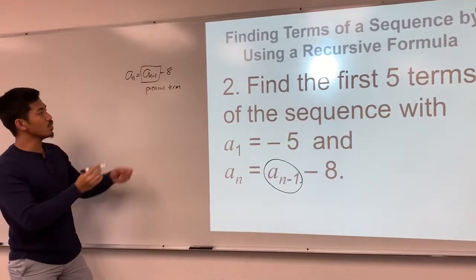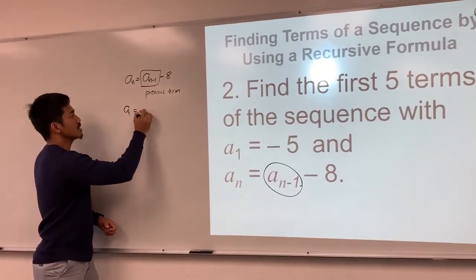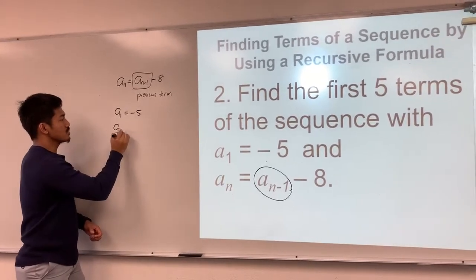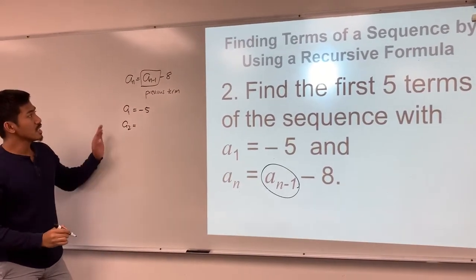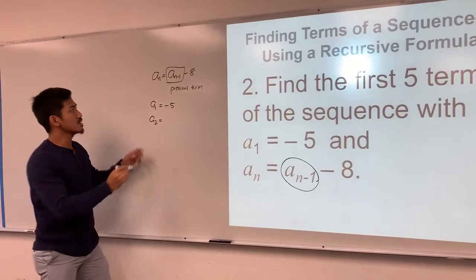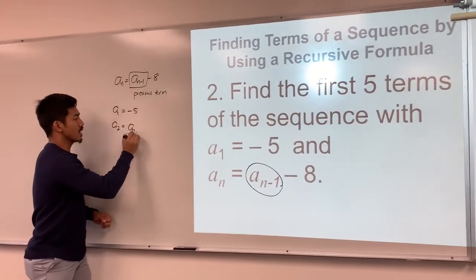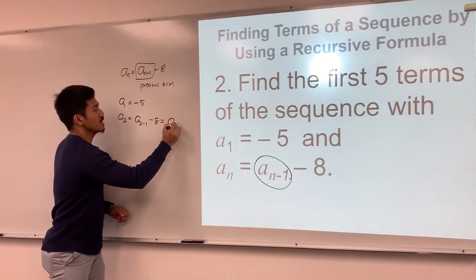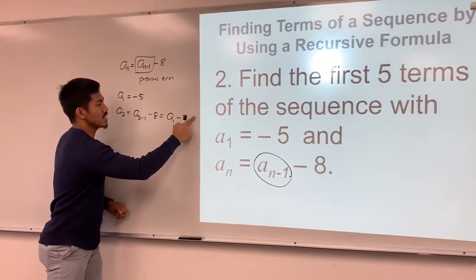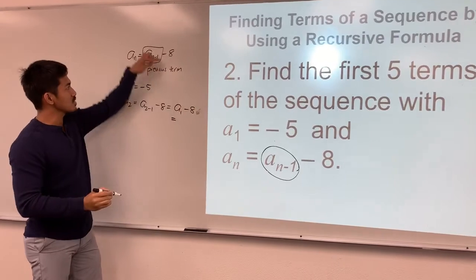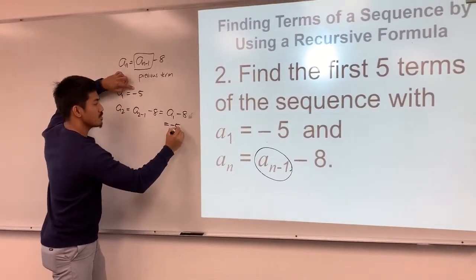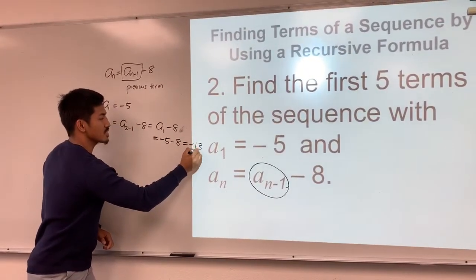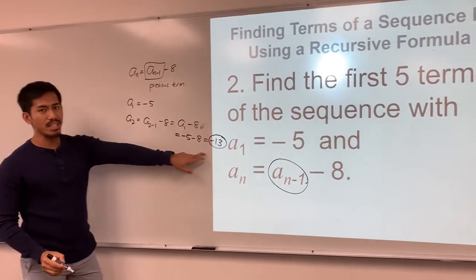So we have a sub 1, which is negative 5, and we're going to find a sub 2 until a sub 5. For a sub 2, n is 2, so 2 minus 1, minus 8. That is a sub 1 minus 8, and a sub 1 is equal to negative 5. So negative 5 minus 8 is equal to negative 13. So a sub 2 is negative 13.